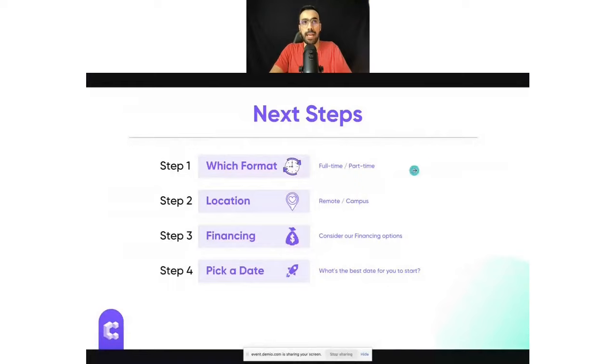We have the best onboarding process, to be honest, guys. The first step is just deciding what format you're looking for: full-time, part-time, whatever you're looking for. The second thing is whether you want to study fully remotely or on campus. Now, the third step is the step everyone loves. This is where you get all the financing options that you can adopt with CLA.